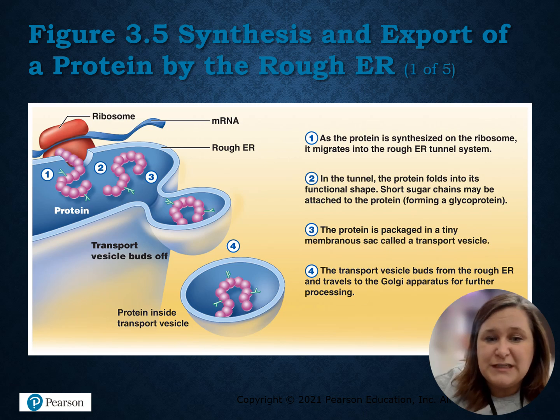Then it is going to move to stage 3. At stage 3, the protein is going to be packaged in a tiny little membrane sac that is called a transport vesicle. And then that transport vesicle is going to bud off from the rough ER and travel to the Golgi apparatus for further processing.